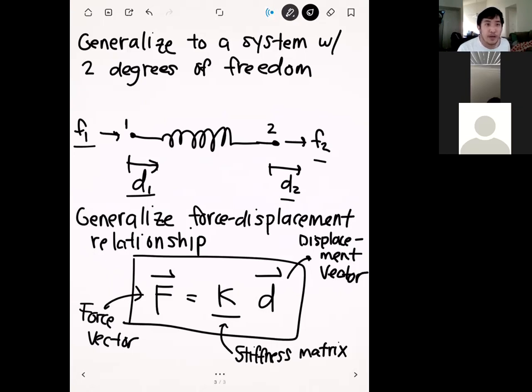In a classical sense, degrees of freedom refer to the different coordinate directions. But in this case, I use the term degree of freedom to talk about how many unknowns we're solving for in our system, right? In this case, we have two unknowns, displacement 1 and displacement 2. And so I use the term degree of freedom to refer to both of those.